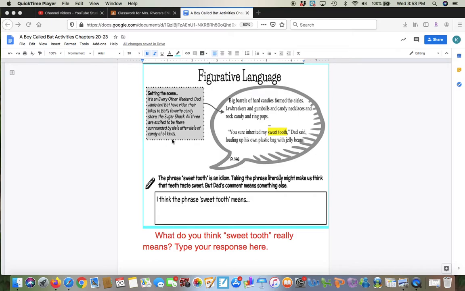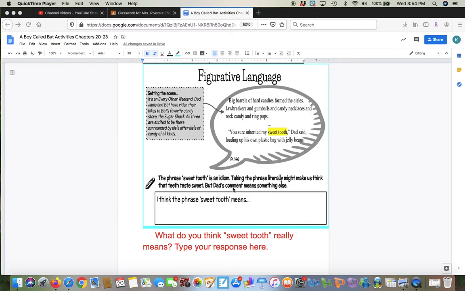So they really set the scene there. In that chapter, if you read it already, they're at a candy store, and Dad really loves candy, and so does Bat. So now it says big barrels of hard candies form the aisles. Jawbreakers and gumballs and candy necklaces and rock candy and ring pops. "You sure inherited my sweet tooth," Dad said, loading up his own plastic bag with jelly beans. So Dad was telling Bat that he had a sweet tooth just like himself. And we want to know what that means. So that phrase is an idiom.